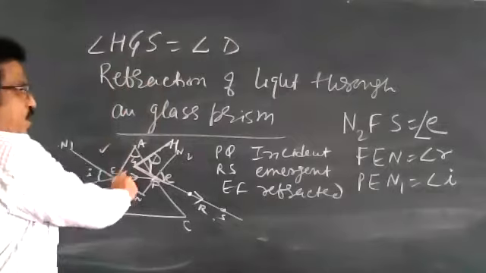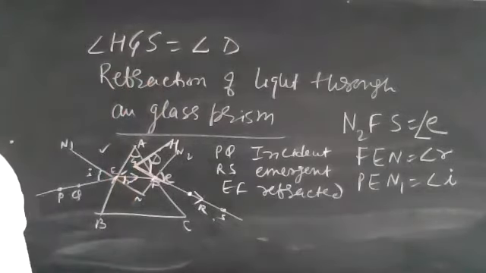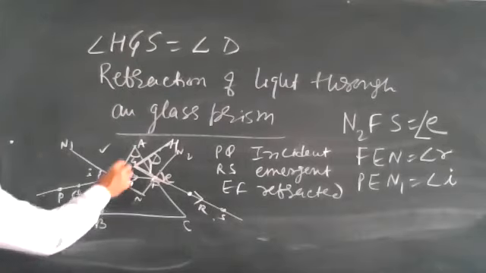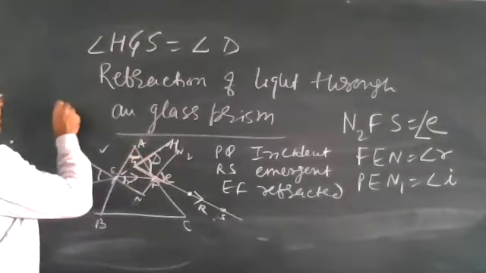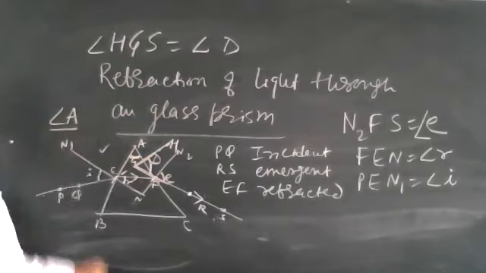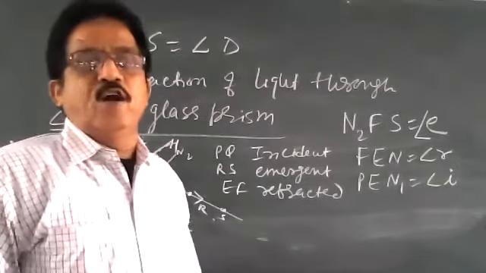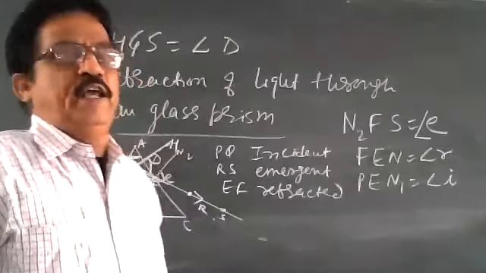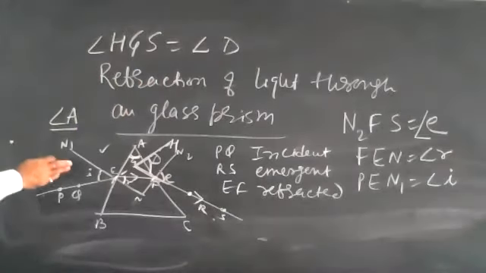This figure has to be drawn in the lab manual, and you have to draw it also in your copy. Now this angle is called angle of prism. Angle A is called angle of prism.